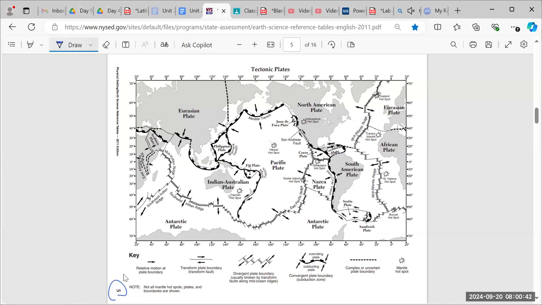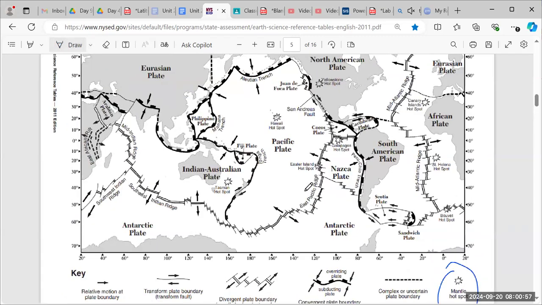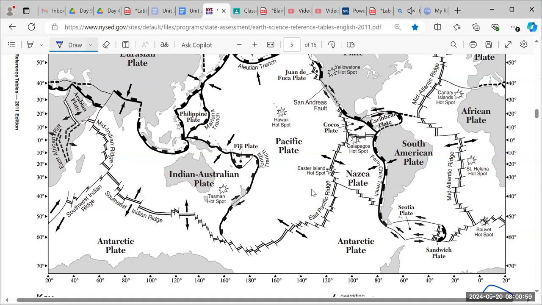And on page 5 of the reference tables, there's a symbol that's called a mantle hotspot. We'll learn about what these hotspots are later on in the year, all right? But right now, we just want to identify where is the Tasman hotspot. And so I see the Tasman hotspot symbol right here. Tasman hotspot is right here. So they're asking me what is the longitude and latitude.